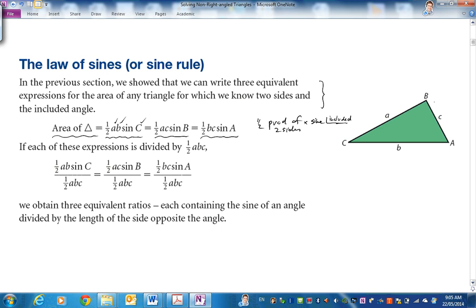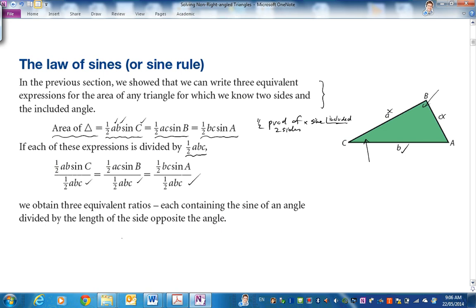It can be any pair of sides. So here's our little triangle here. It could be a half that times that times the sine of that angle, or it could be a half that times that times the sine of that angle. I hope you've done that in your earlier work, in the earlier presentations. I hope you've practiced it. Now let's do a little tricky do here. Let's divide each of these expressions by a half ABC.